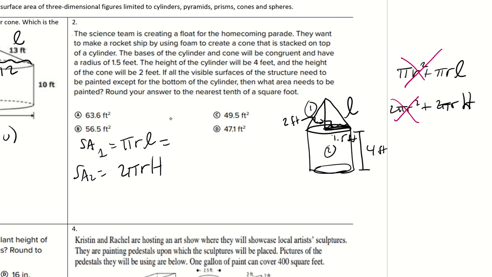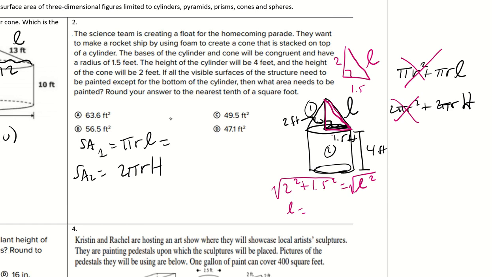But notice that this makes a right triangle. So what I'm going to do is use the Pythagorean theorem to get that L. Okay, so here's the triangle. The right triangle is 2, 1.5, and L. So a squared plus b squared equals c squared. We're going to do 2 squared plus 1.5 squared equals L squared. Then we have to take the square root to get L. So L is equal to all of that.